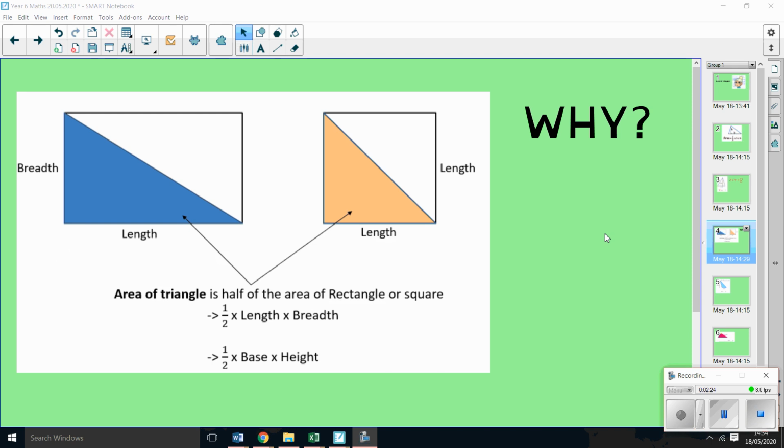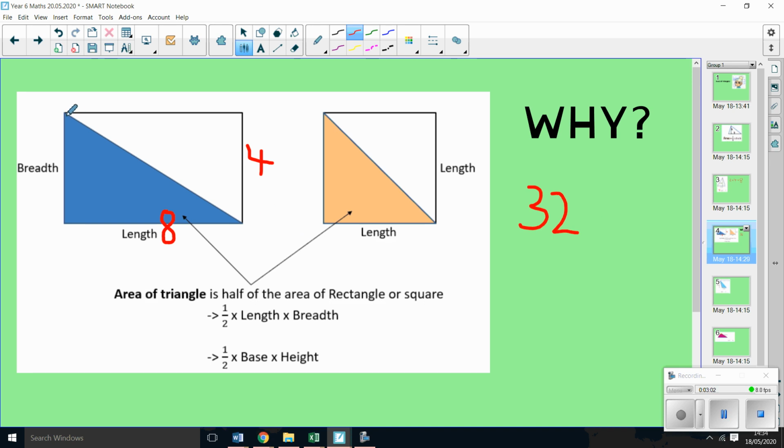So this is why we follow that rule. The area of a triangle, so the blue part here, is simply half of the area of a rectangle or a square, and we know how to work out the area of these things. So for example, let's say that this length was 8 and the height of the rectangle was 4. If you were to work out the whole rectangle, you know that you do 8 multiplied by 4, which is 32.